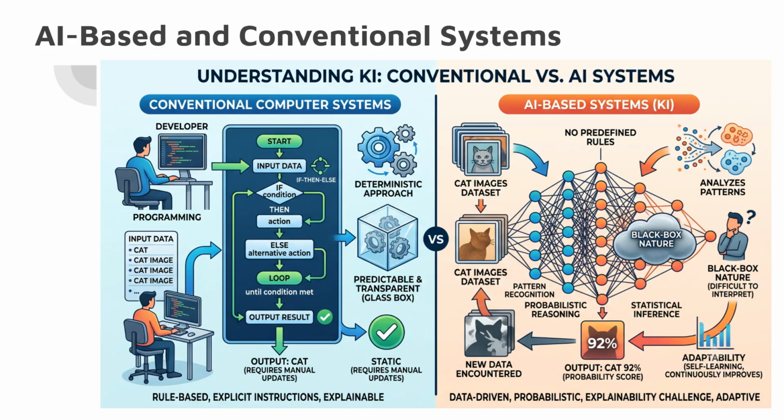Many AI-based systems rely on probabilistic reasoning, statistical inference, and pattern recognition to generate results. This allows AI models to handle complex forms of uncertainty and ambiguity more effectively, resulting in outputs that are not always predictable. A key challenge in AI-based systems is explainability.